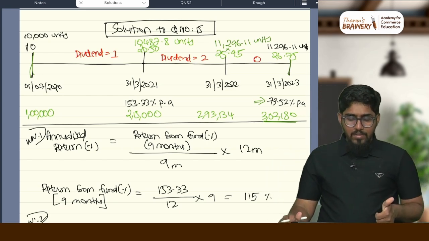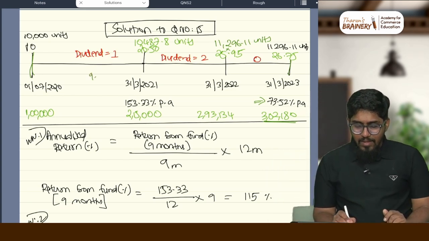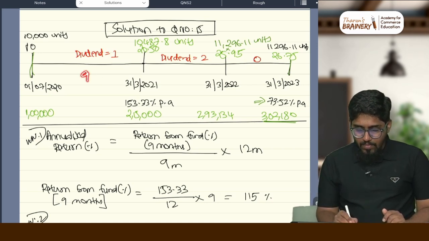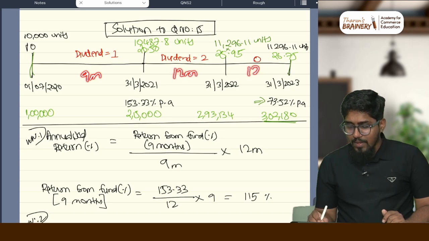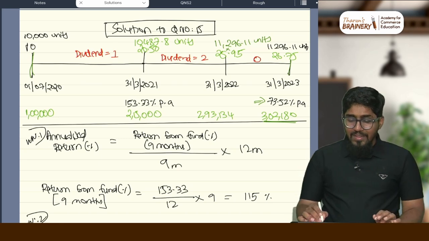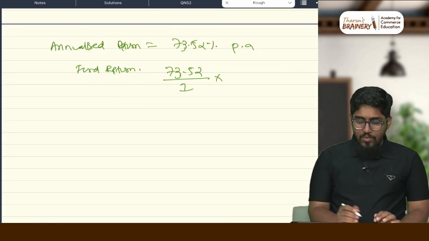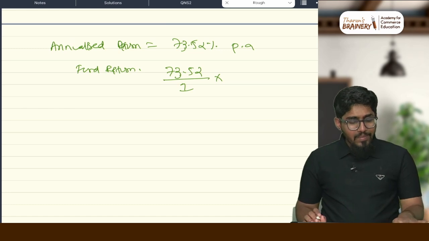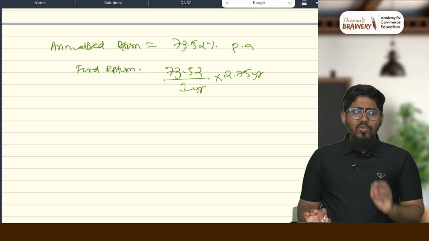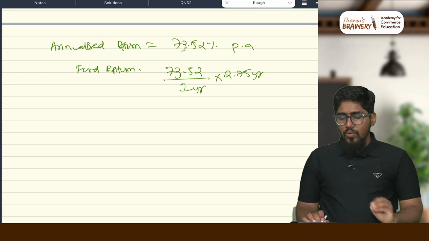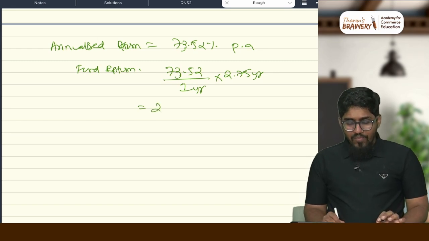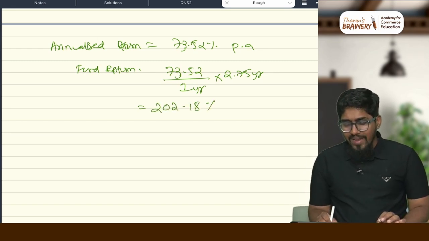Sir, which means what, sir? Which means here 9 months, here 12 months, and then here 12 months. So this is becoming 24 plus 9, equal to 33 months. 33 months divided by 12 is equal to 2.75 years. You do divide by 12 into 33, or if you do into 2.75, it is okay. So into 73.52, my fund return is 202.18 percentage.